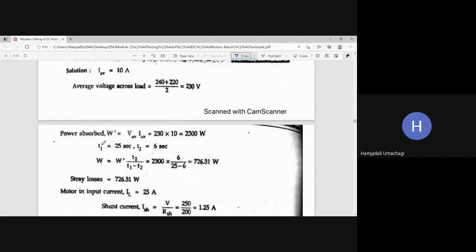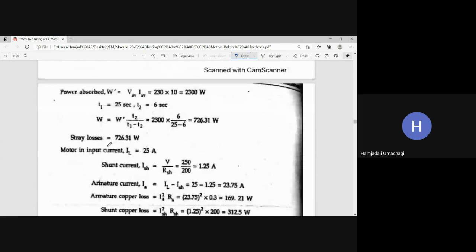Now the time taken, T1 is equal to 25 seconds and T2 is equal to 6 seconds. It is given in the problem statement. We know that the stray loss W is given by the formula W dash into T2 upon T1 minus T2. This is the formula to calculate stray losses by using the electrical braking method. Here W dash is already calculated as 2300, T2 is 6 divided by T1 minus T2, that is 25 minus 6. After solving, we are getting stray losses as 726.31 watts.